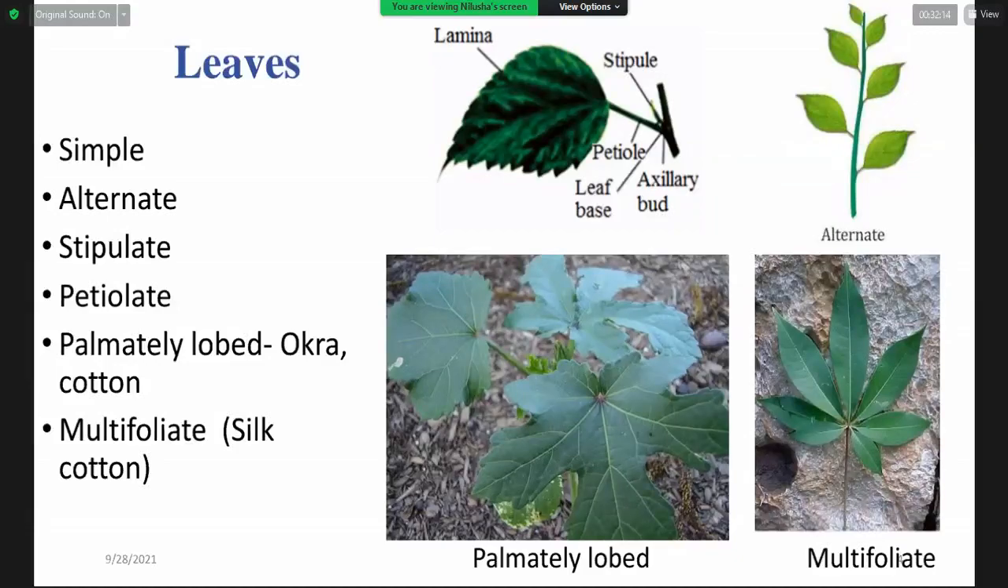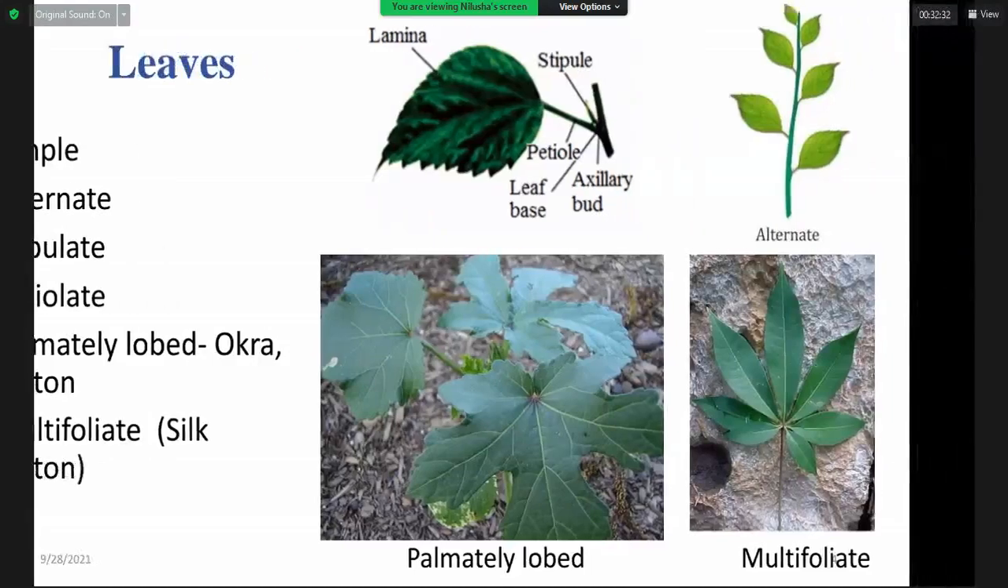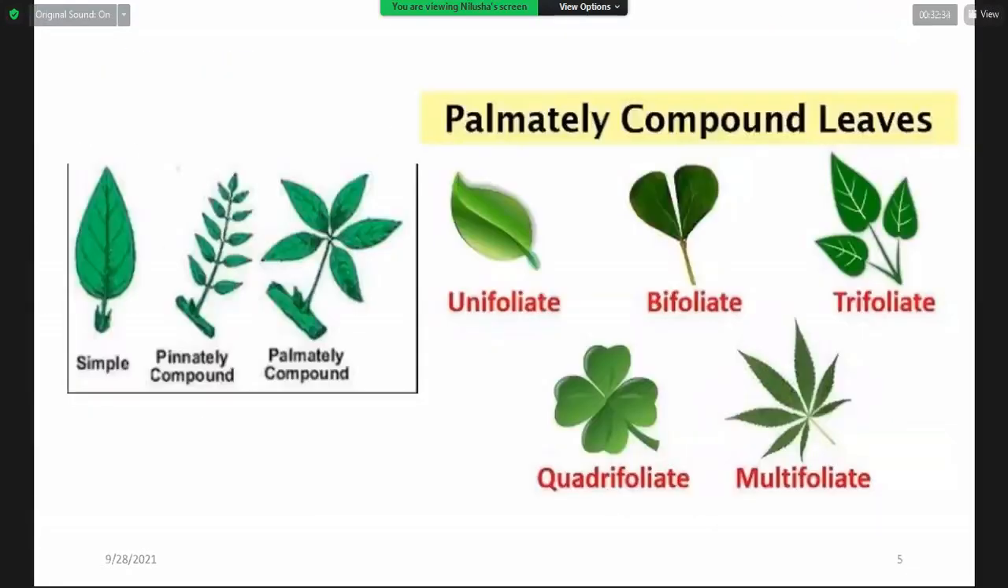Next character is the multifoliate. It is found in silk cotton. Multifoliate means this leaf is divided into several sections, so it is called a multifoliate leaf. Here you can understand the simple leaf, the palmate leaf and the multifoliate structure of the leaf.